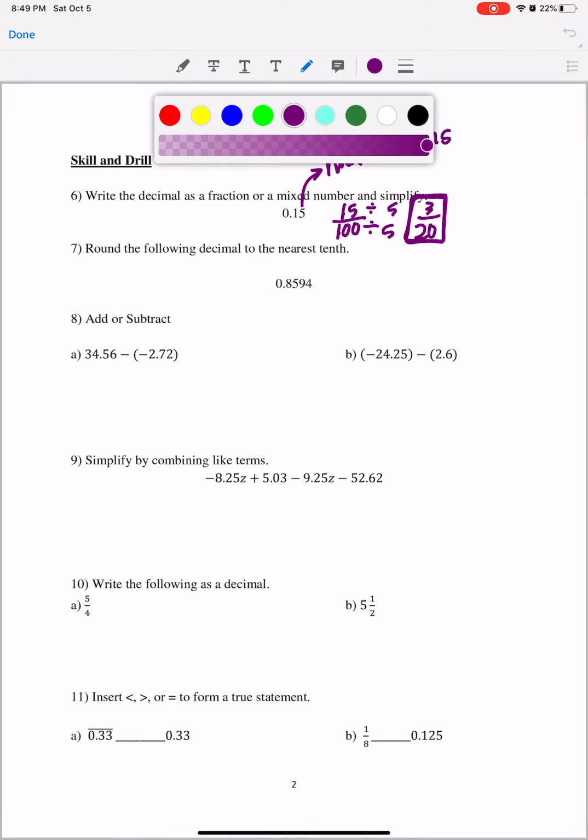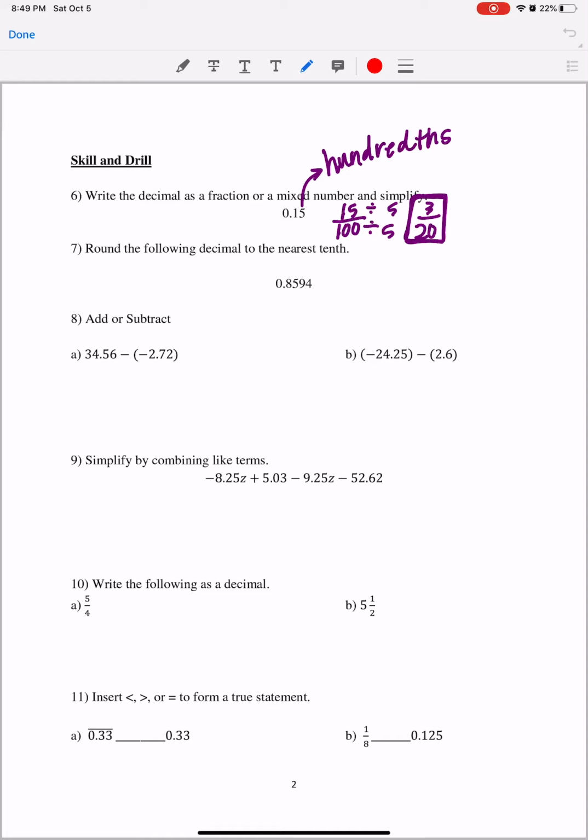Number 7 says round the following decimal to the nearest tenth. You need to memorize your place values. Tenth means 1 decimal place. So the 8 is in that tenths place. Determine whether that 8 stays the same or goes up. We need to look at that number behind it. Because a 5 or more makes that number go up, so that's going to round to a 0.9.